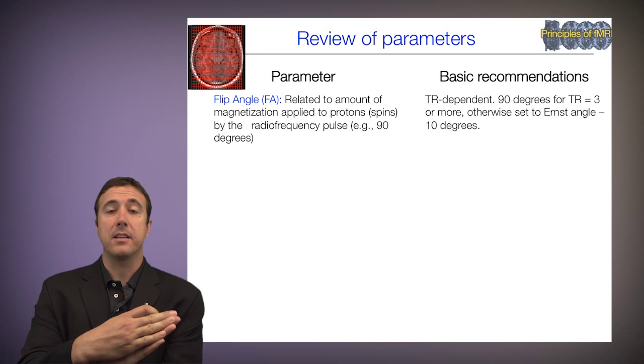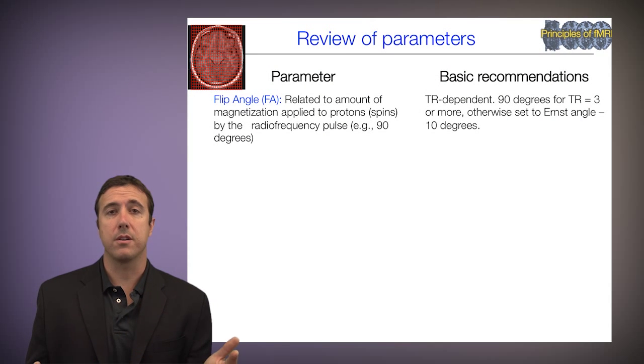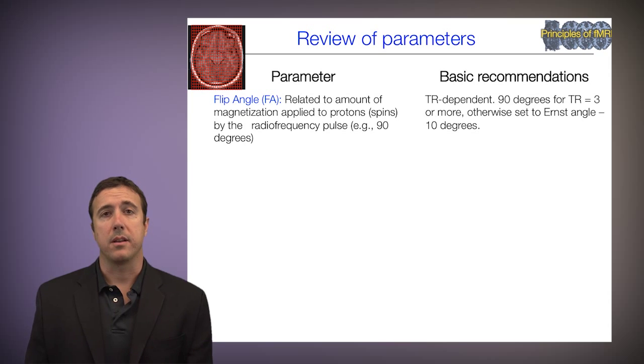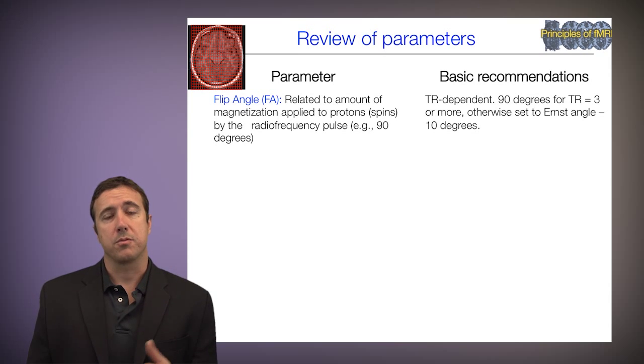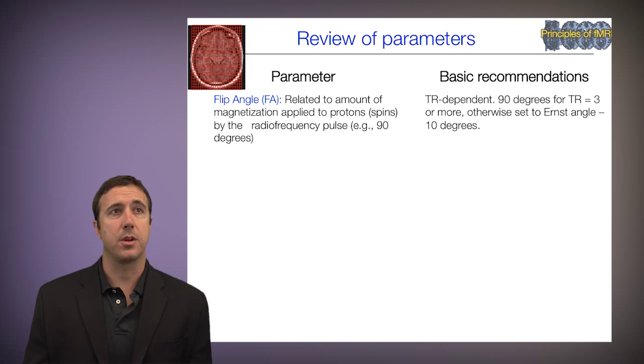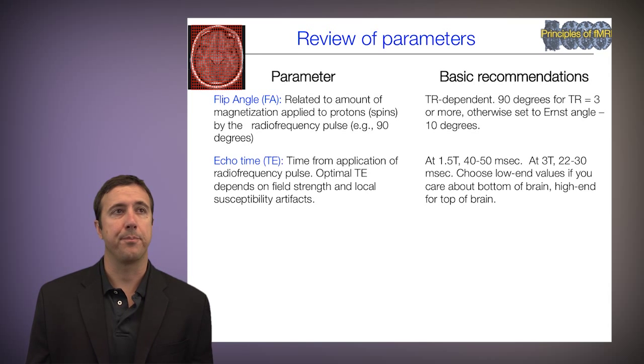Another parameter is the flip angle. These are parameters that are about how we acquire the images. Flip angle is the amount of magnetization applied to the spins to tip them over into the transverse plane. 90 degrees is a typical value for very long TRs, like 3 seconds or more, but it's TR dependent. There's an angle called the Ernst angle, which is roughly the optimal flip angle for a given TR. So a rule of thumb is the Ernst angle minus about 10 degrees. So for a 1.3 second TR, the flip angle would end up being about 70 or so.